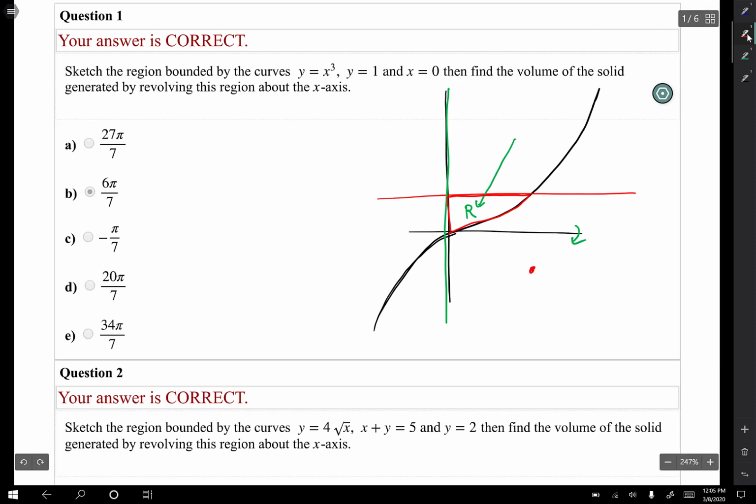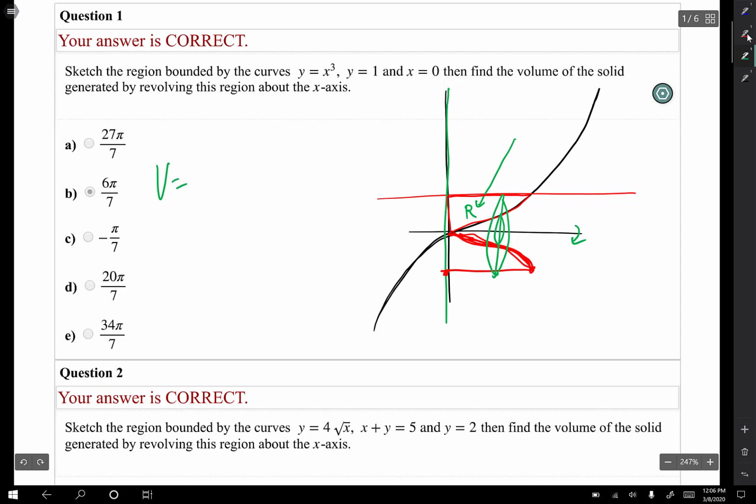Let me put some points first, and then something like that, guys. It should have more of a curvature. Oh well, there we go. That looks a little better. And bam. Okay, so here's my cross section. That cross section is a washer. Anytime there's a gap, it's going to be a washer.